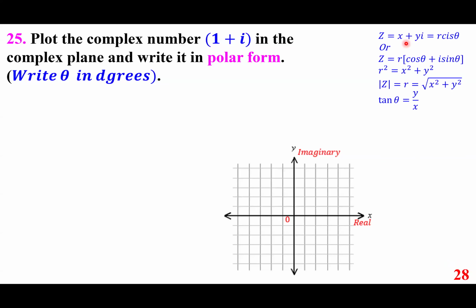Number 1, z is x plus yi or a plus bi. I hope you remember, r cis theta is a shorthand notation for r cosine theta plus i sine theta, where r squared is the same as x squared plus y squared. This is called the modulus or the magnitude of z, or r, the square root of x squared plus y squared, and tan theta is y over x. Very similar to what we have seen.